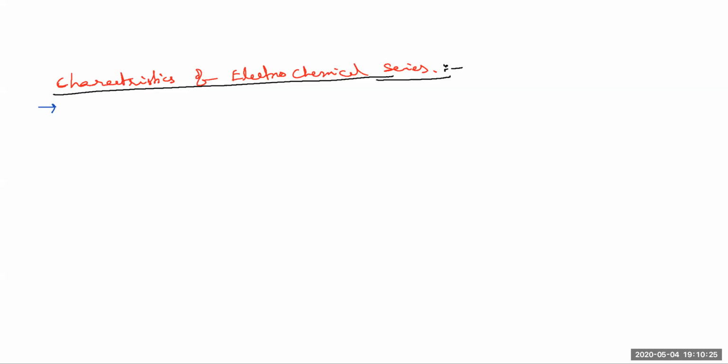In the galvanic cell I already gave the cell reaction, right? Zinc versus copper only I gave. But with the combination of any two electrodes from the electrochemical series, a galvanic cell can be made. Understood or not? Now, I am writing some important points about the electrochemical series.